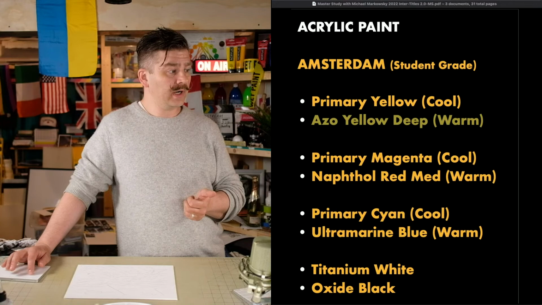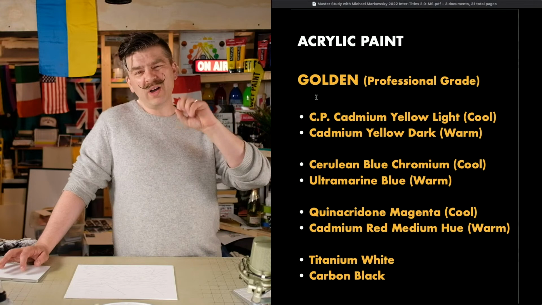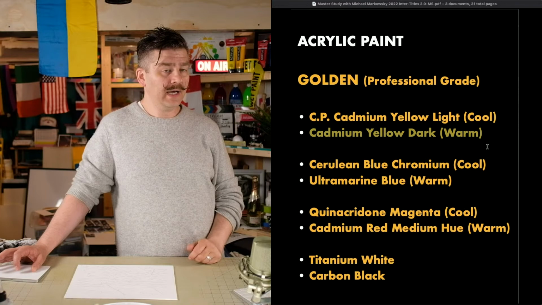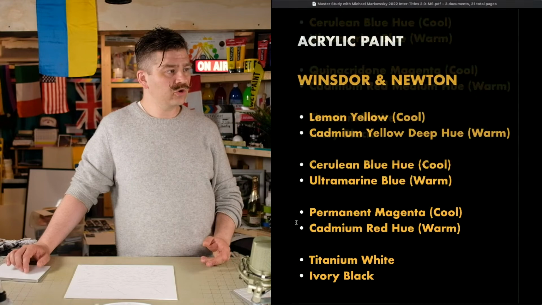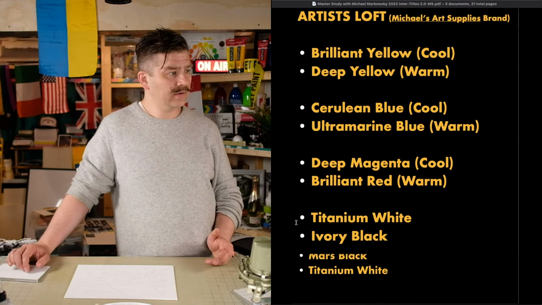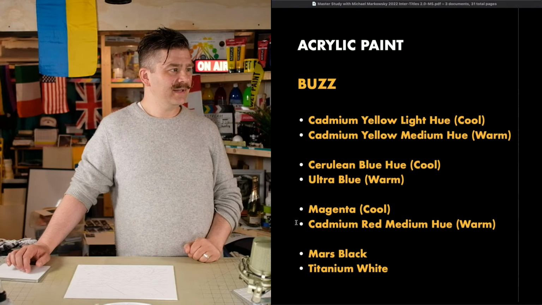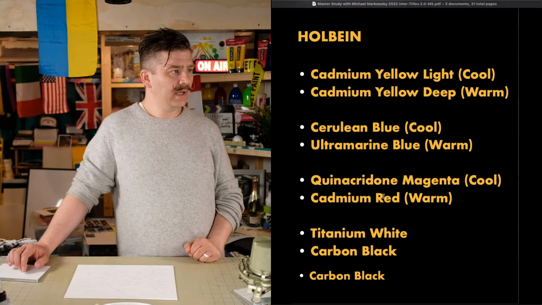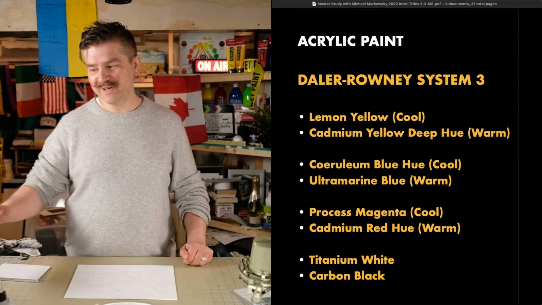This is Golden. They're probably one of the best professional grades of acrylic. And you could see this is the color I would use to do exactly what we're going to do here with the Amsterdam paint. Liquitex, this is their cheaper brand. Winsor & Newton, Artist Loft from Michaels Art Supplies, no relationship to this Michael. Holbein, Dyler, Rowney. So, lots of different paints that we can use to do this process.